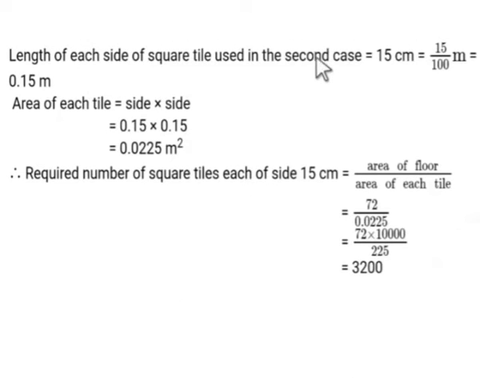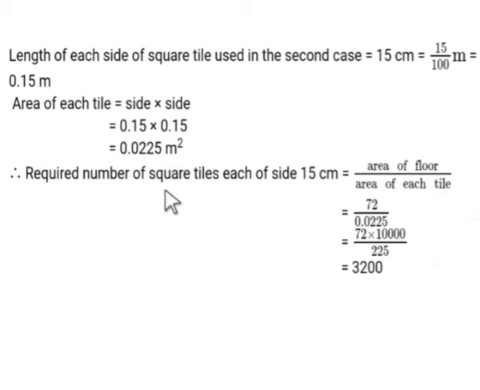Now let us consider the second case. The length of each side of a square tile used in the second case is 15 centimeter. Again we will convert it into meter by dividing it by 100. 15 upon 100 meter, that is 0.15 meter. Now let us find the area of each tile having side 15 centimeter. That is side into side. Here 0.15 into 0.15. Now 0.15 into 0.15 is 0.0225 meter square. Now this is the area of the tile having side 15 centimeter.